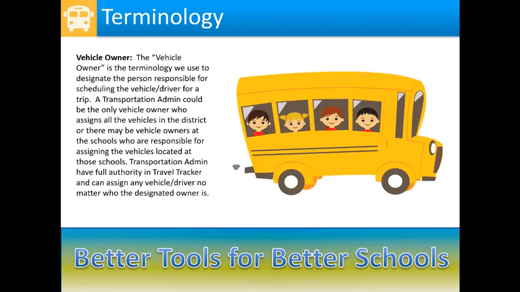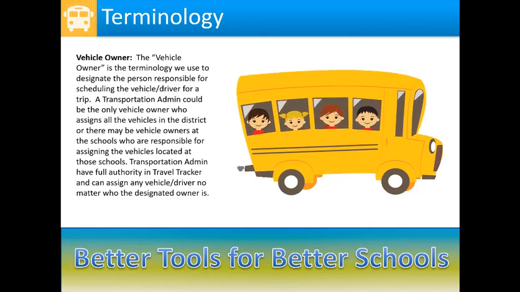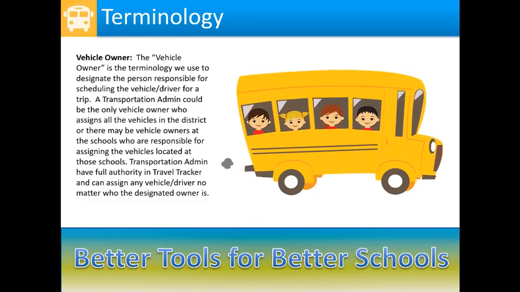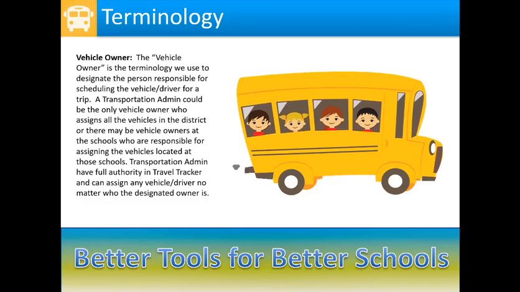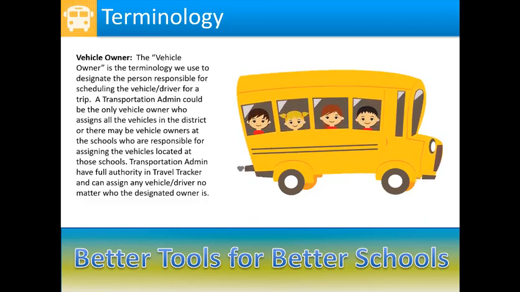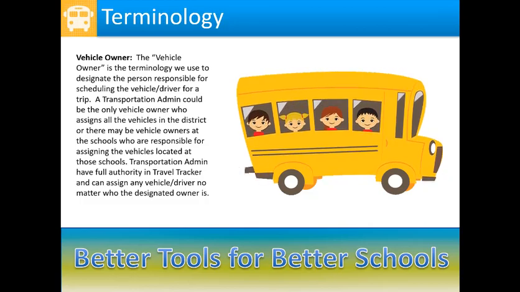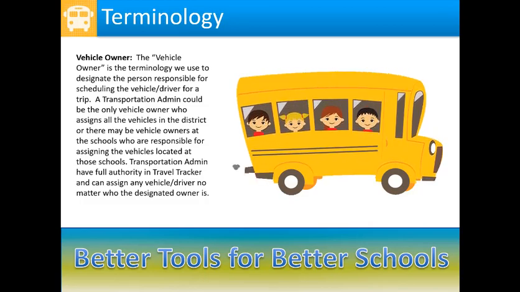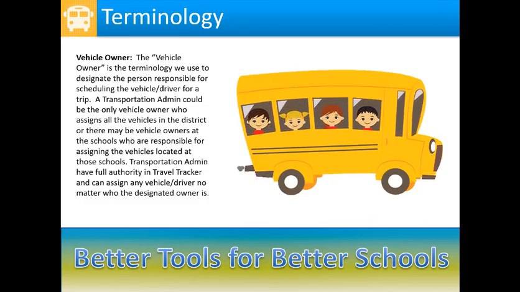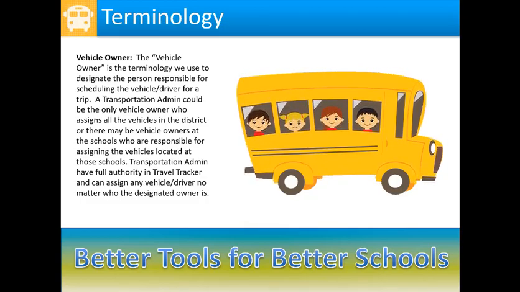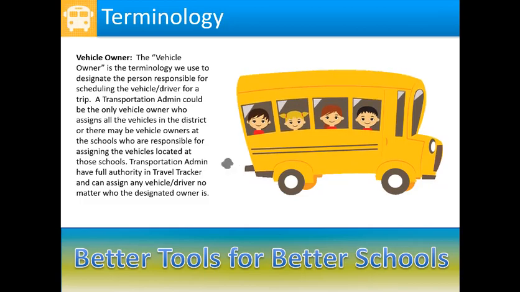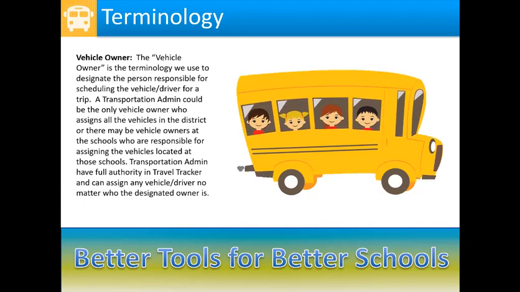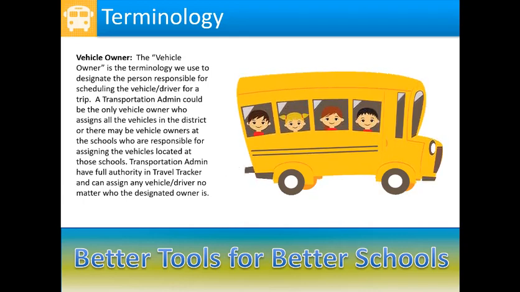The vehicle owner. The vehicle owner is the terminology we use to designate the person responsible for scheduling the vehicle and/or driver for a trip. A transportation admin could be the only vehicle owner who assigns all the vehicles in the district. Or there may be vehicle owners at the schools who are responsible for assigning the vehicles located at those schools. Transportation admin have full authority in the Travel Tracker and can assign any vehicle and driver, no matter who the designated owner is.